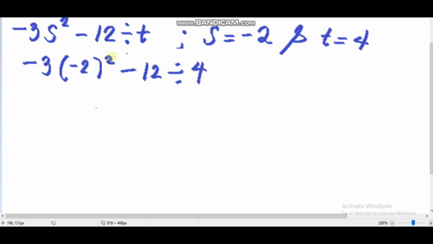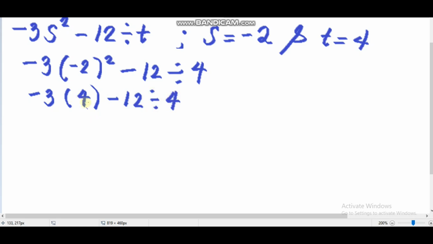So as you can see, we only substitute the value of s and t in our expression. Now, the next step is we are going to simplify all the exponents. So you have negative 2 times negative 2 is, very good, positive 4. When you multiply two negative numbers, you will have positive. Minus 12 divided by 4.